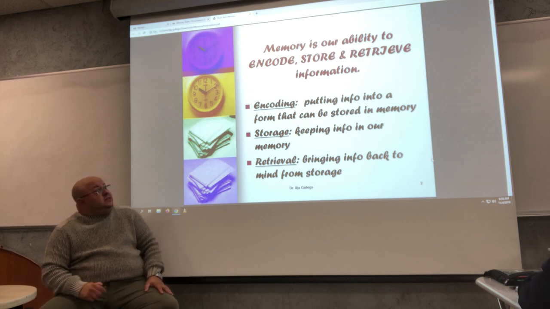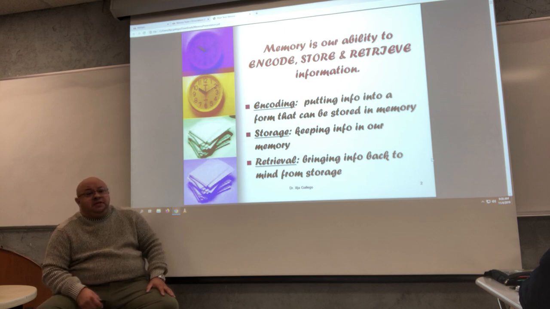And what it means is that we have these three processes of memory: encoding, which means putting something into a form that can be stored in memory; storage, which means keeping information in memory; and then retrieval, which means bringing information back up from memory. And we will talk a little bit more about all of these as well.